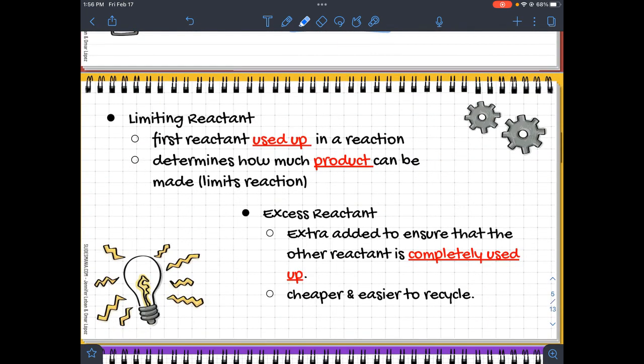All right, so getting our vocabulary down, the limiting reactant is the first reactant, a chemical with a chemical formula, that is used up in a reaction. So it gets used up, and we could even say that the final mass left over of that substance is 0 grams. None is left over. And that is what's going to determine how much product can be made because it limits the reaction.